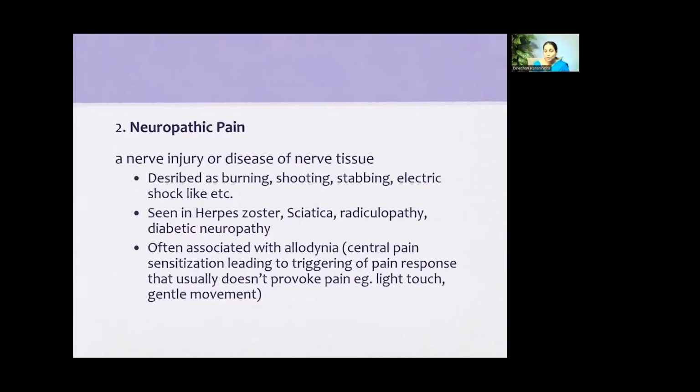Then we come to neuropathic pain, which is due to a nerve injury or disease of nerve tissue. It is described as burning, shooting, stabbing, or electric shock-like pain, and can be seen in herpes zoster, sciatica, cervical and lumbar radiculopathy, and also in diabetic neuropathy. It is often associated with allodynia, which is a central pain sensitization leading to triggering of a pain response by stimuli that usually do not provoke pain. For example, light touch or gentle movement will provoke pain in this instance.